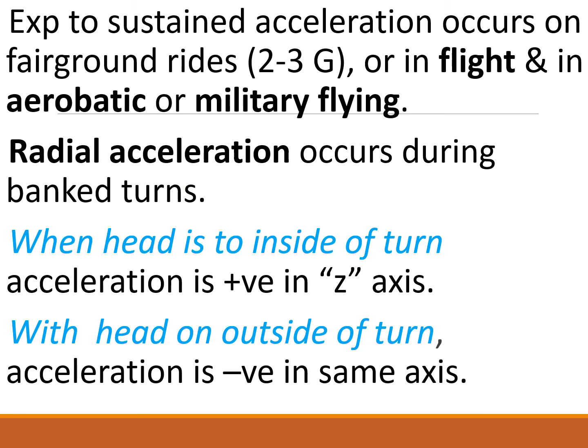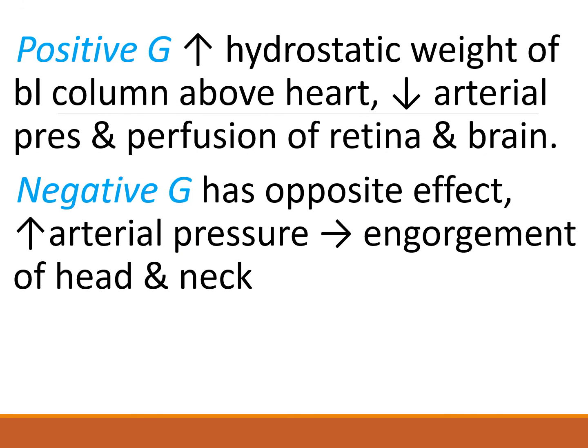Acceleration. Exposure to sustained accelerations occurs on fairground rides, 2 to 3 gravity, or in flight, in aerobatic or military flying. Radial acceleration occurs during banked turns. When the head is to the inside of the turn, acceleration is positive in the z-axis. When the head is on the outside of the turn, acceleration is negative in the same axis, that is to say the z-axis.